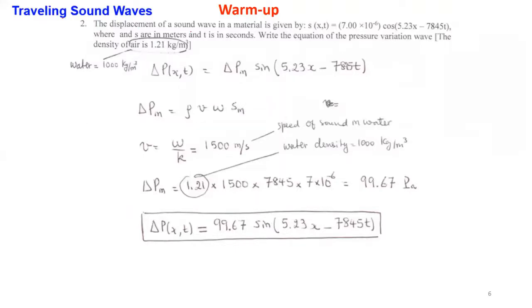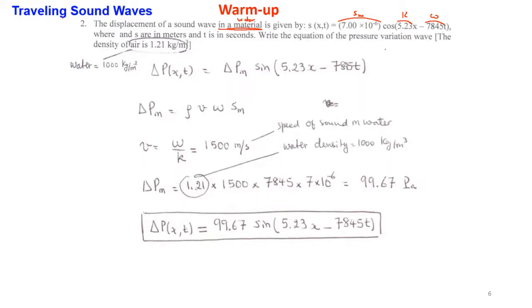So the displacement of a sound wave in a material. This is a material. I will not tell you which material; we will find out what this material is. I give you the displacement wave here. So S at any x and time is Sm, which is in meters, times cosine of Kx minus omega t, where S is in meters and t in seconds. Write down the equation of the pressure variation wave.